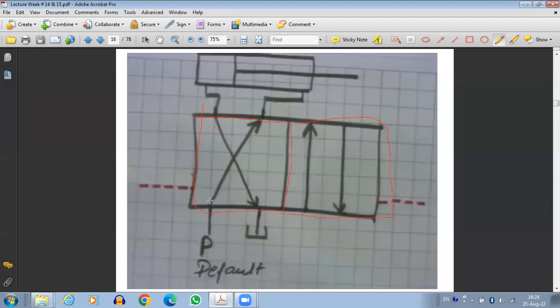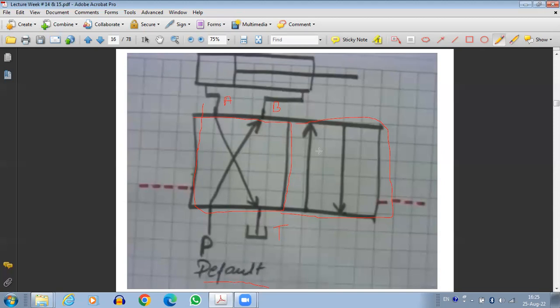So first is the default position. In case of the default position of the spool, it is always shown what the default position is. Suppose in this case, the default position is such that P is connected to B and A is connected to T. Okay, so here we have A, here we have B, here we have P, and this is T. Okay, so suppose this is the default position, where we want the cylinder to be retracted. So we can show the default position like this.